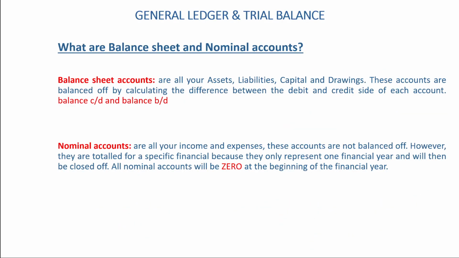So here it continues to say that the balance sheet accounts are all your assets, liability, capital, and drawings accounts. These accounts are balanced off by calculating the difference between the debit and the credit side of each account. There will be two categories which we call the balance carried down and the balance brought down. The balance carried down will be the balancing figure, and the balance brought down will be the one that is going to open the account in the following month.